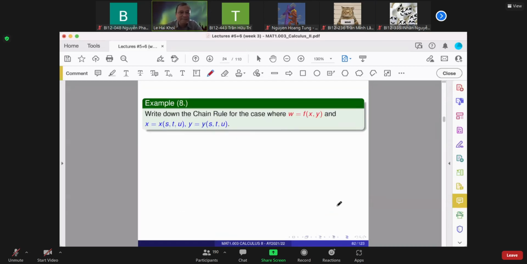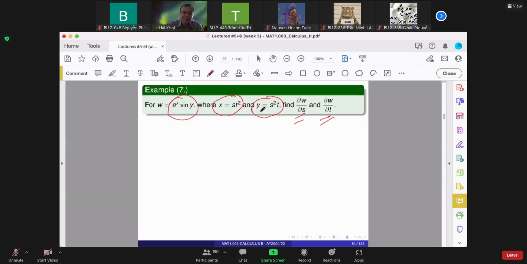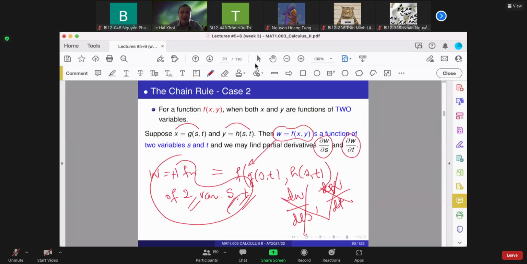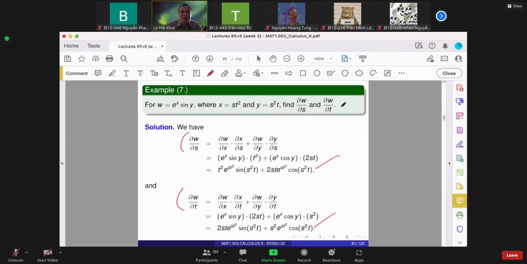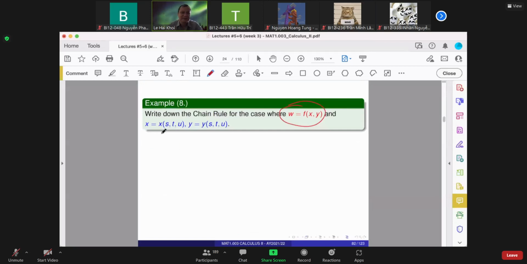Example 8. Now, what happened? A function of two variables, yes. But each variable is a function of not two variables, but three variables.